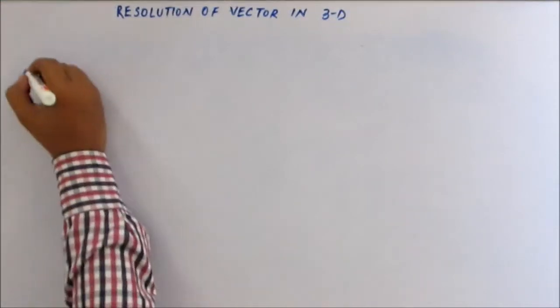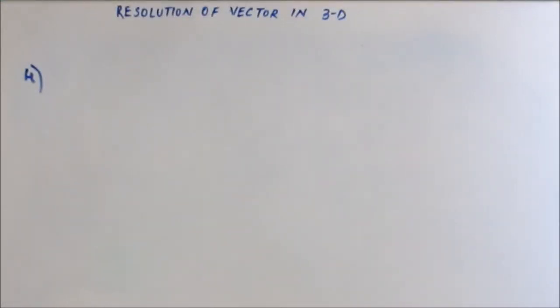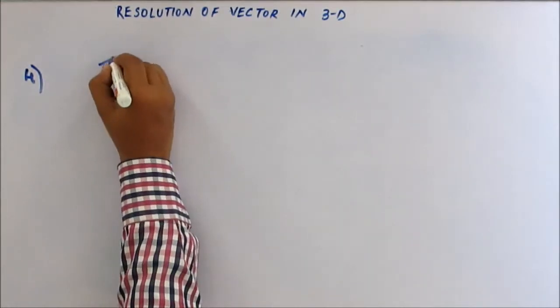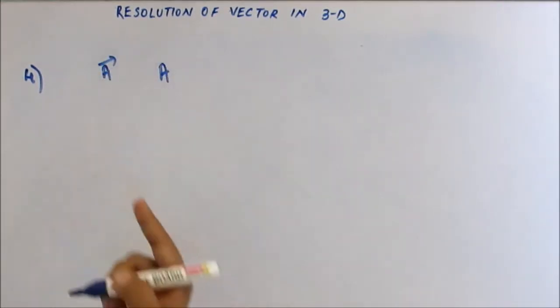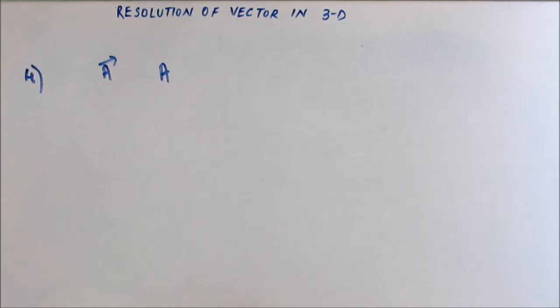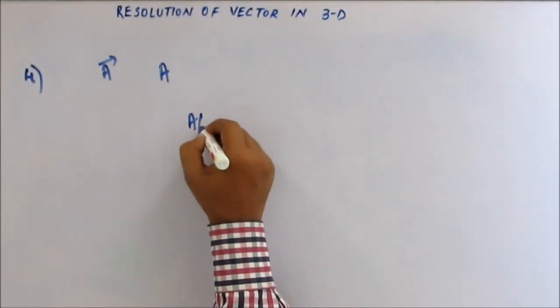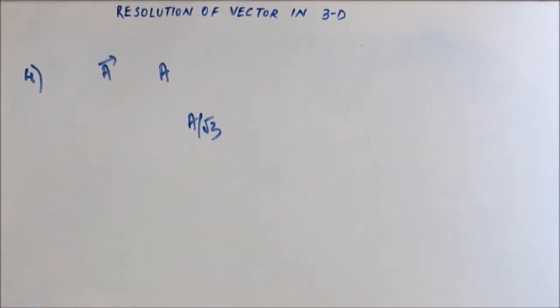Let's solve another easy one without pen and paper. They are saying there's a vector A. The magnitude is a, and it makes equal angle with all the three axes. Then what is the component of this vector along each axis? Oral, simple, 10-second type question. The answer would be a by root 3. Very easy.